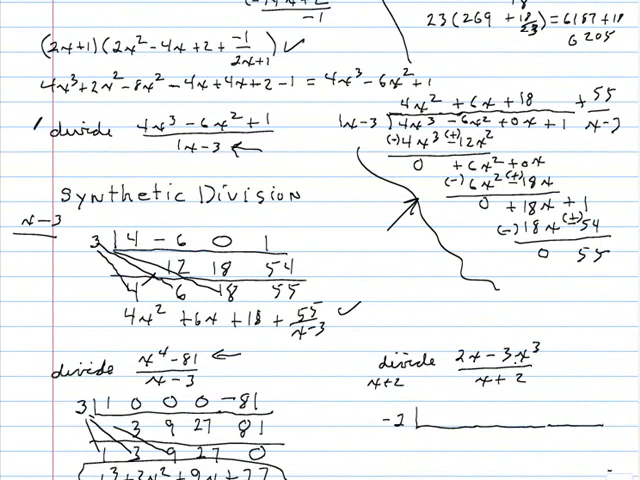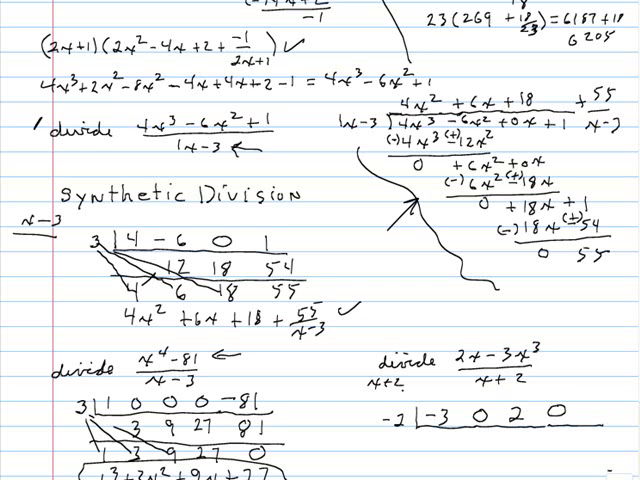Now, sometimes your numerator won't be lined up in descending powers of x. In my next problem, 2x minus 3x cubed over x plus 2, I'm in ascending powers of x instead of descending. I still have to start my dividend off with the coefficient of the highest power of x, which is x cubed. So I start off with negative 3 for my x cubed. I don't see any x squared, so I put a 0 for my x squared. I do have a 2 times x, so I put a 2 times the x, but I'm missing a constant term, so I put a 0 for my constant term.